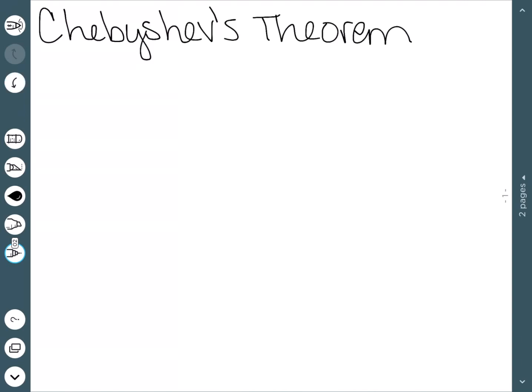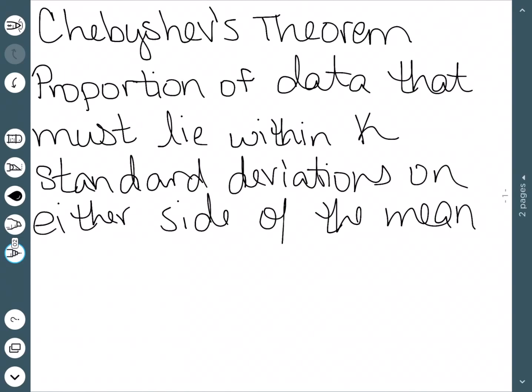Chebyshev's theorem tells us how much of the data lies within a range of numbers. In particular, it looks at the proportion of our data that must lie within k standard deviations on either side of the mean. So we know what our mean is, and we know what our standard deviation is, and we want to know how much is within 2 standard deviations of the mean, or 3, or maybe 1.5.